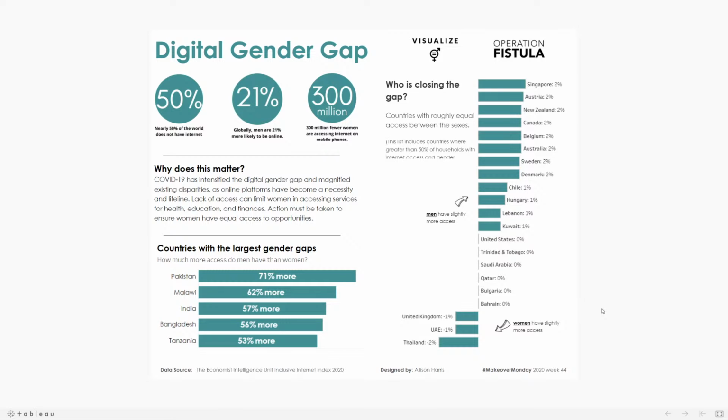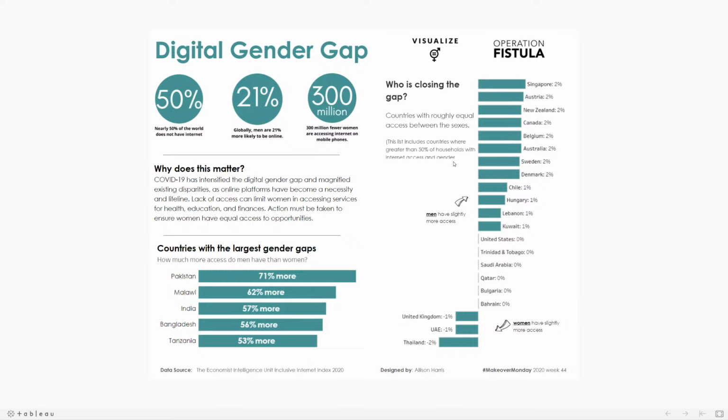Yes, I really like the simplicity of it, and I love the explanations or those arrows on the right side, and just focusing on the countries that are closing the gap, the ones where they're pretty much at parity, and what it means to be on the left or the right. So that's really neat. I think there's one text box that's a bit cut off. It says the list includes countries who are greater than 50% of households with internet and gender, and then it stops. So maybe having a look at the formatting there, but yeah, I like those big call-outs.